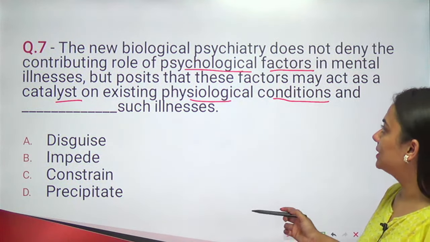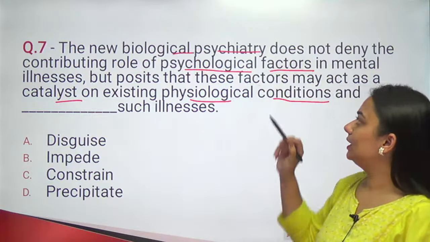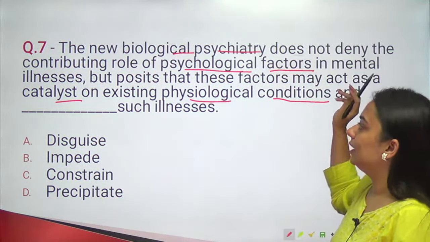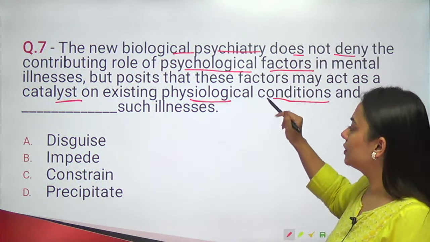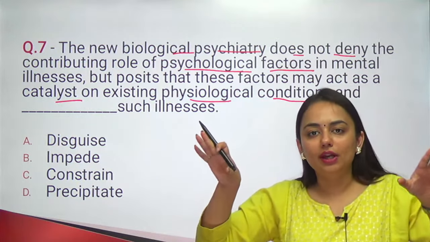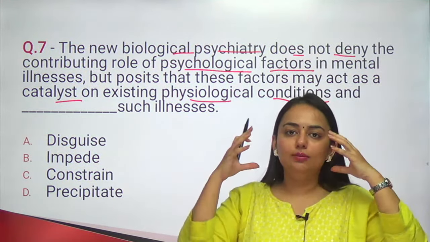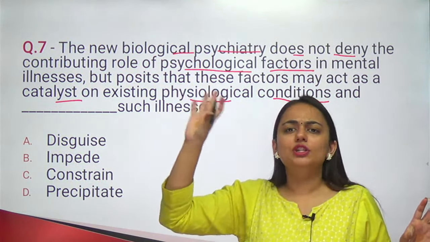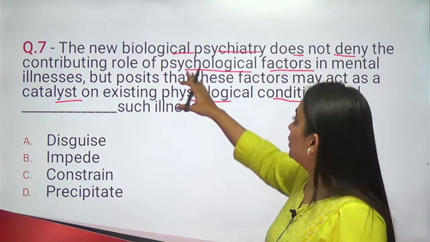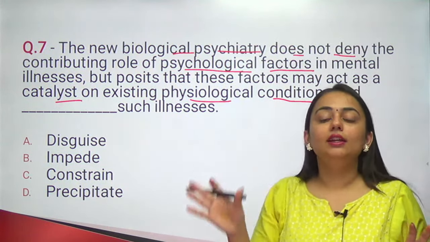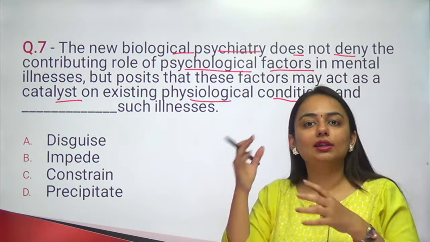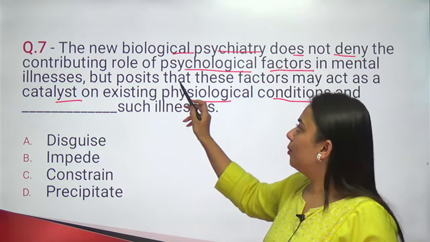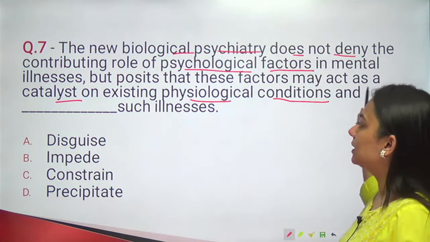So the new biological psychiatry, जो new biological psychiatry है, ये जो stream है, ये जो branch of study है, does not deny, ये नहीं बोलती कि psychological factors जो हैं मेंटल इलनेस में कोई रोल ही प्ले नहीं करते. So there are 2 aspects. या तो हम कहें कि मेंटल इलनेस इज कम्प्लीटली रिलेटेड टू आवर फिजियोलॉजी एंड बायोलॉजी, इसमें साइकोलॉजी का कुछ लेना देना नहीं है. तो जो बायोलॉजिकल साइकाइट्री है ये नहीं बोलती कि हम पूरी तरह से डिनाई करते हैं कि साइकोलॉजिकल फैक्टर्स अफेक्ट ही नहीं करते मेंटल इलनेस को, but posits that these factors may act as a catalyst.